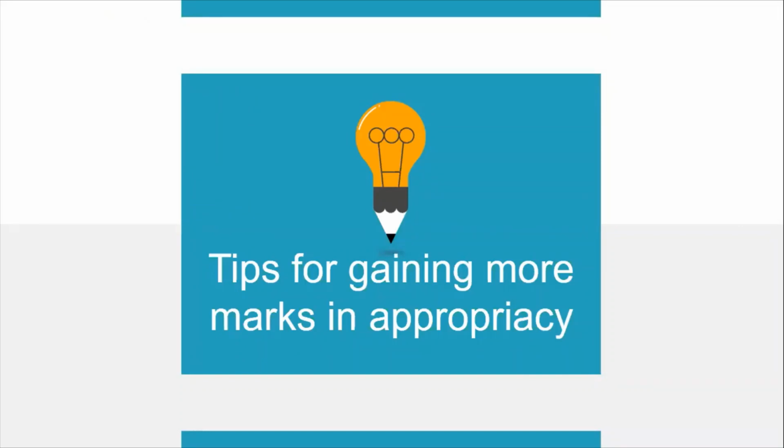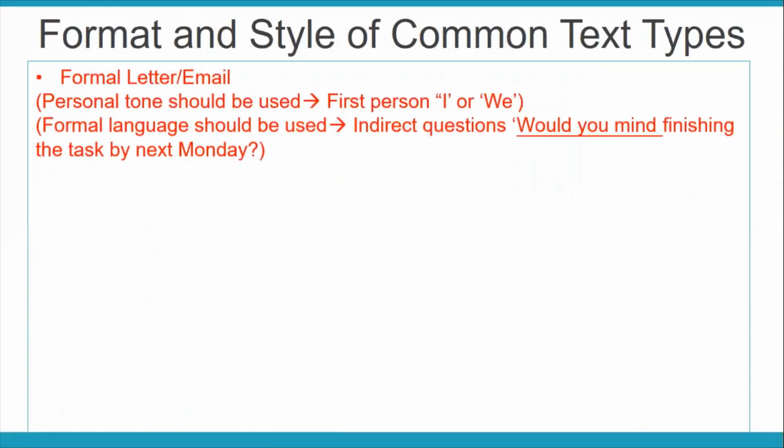Moving on, I'm going to give you some tips for gaining more marks in appropriacy. As I have shown to you, formal emails and formal letters are very common in Part B. So I would like to recap the format and style of formal emails and also other common text types. So in a formal letter or email, you should use a personal tone, that is first person, I or we. If you are representing an organization or your company, then you should use we instead. Don't forget to use formal language.